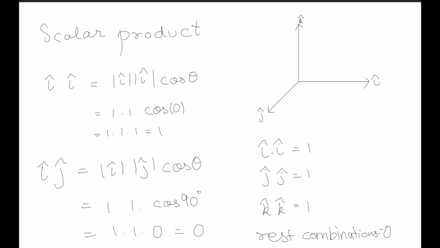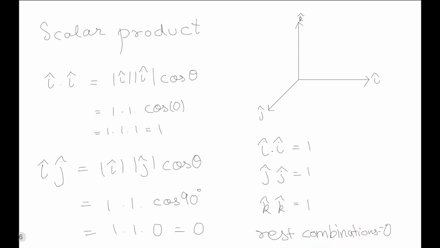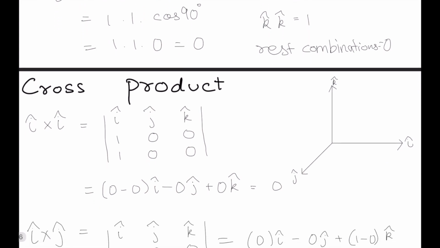But if I do it with I cap and j cap, so dot product of I cap and j cap would be 0, because in that case the angle between them would be 90 degrees and cos 90 is 0, and anything multiplied by 0 is 0. So whenever we have the same unit vectors, the answer is 1. Whenever we have different unit vectors, the answer is 0. This was scalar product. Now moving on to the vector product.